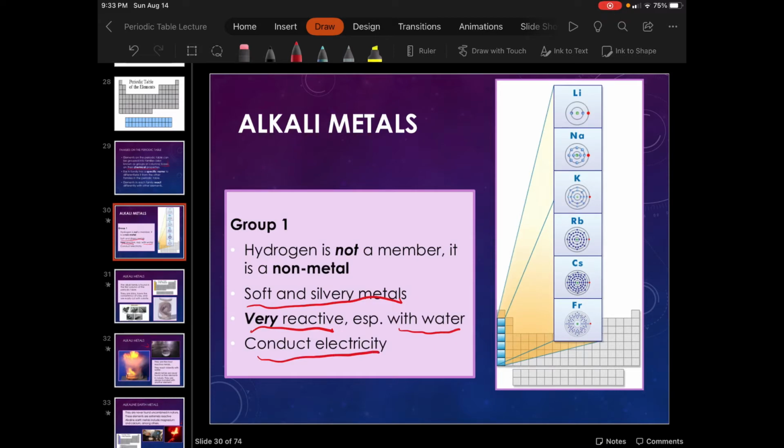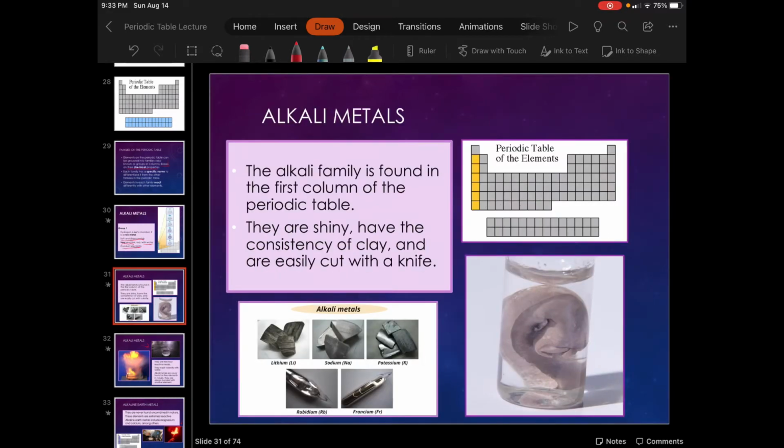They do conduct electricity. The alkali metals that are found in the first column of the periodic table are shiny. They're kind of like cold butter. Not like warm butter, but like cold butter.